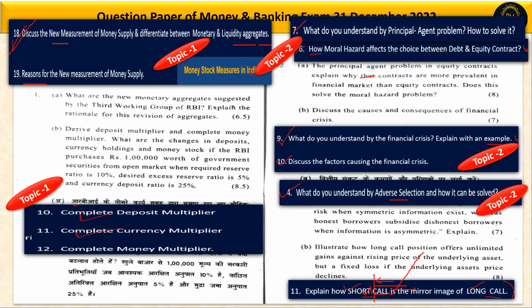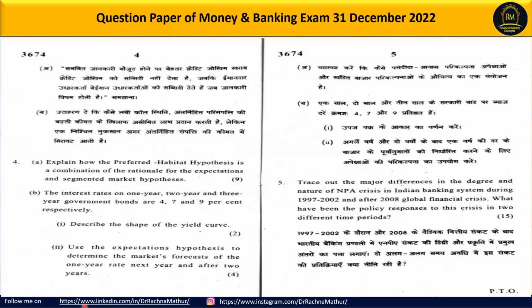So if you remember, in the sample question, I asked you to prepare explain how short call is the mirror image of long call. So now coming to question number 4A, which is talking on preferred habitat hypothesis, expectation, and segmented market hypothesis, and a numerical question on it.